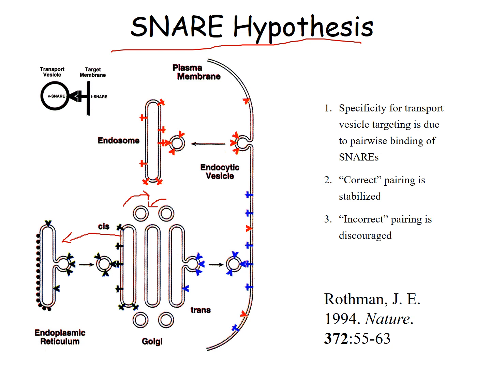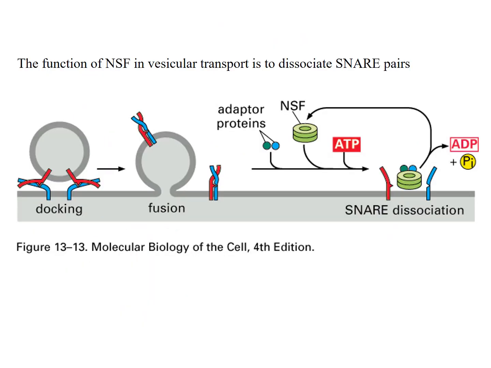So this was the original hypothesis. Incorrect V-SNARE pairing is discouraged and hopefully doesn't occur much. It depends on how efficient your cell is. So let's get a little bit more into NSF. They found that these SNAREs, when they bound each other, and they're not showing other proteins, just the T and the V SNAREs here, red and blue, bind together.